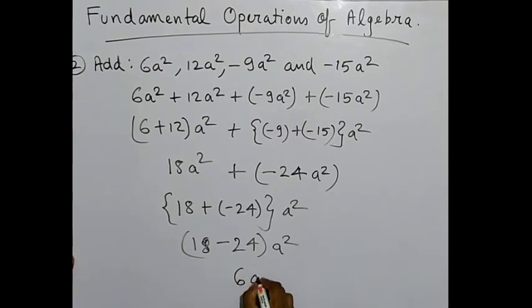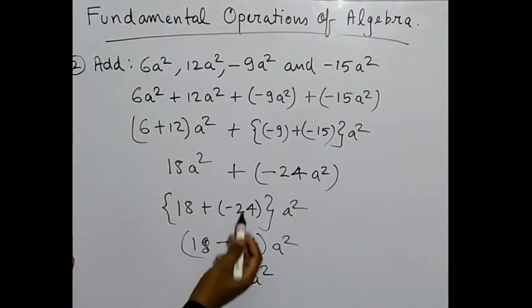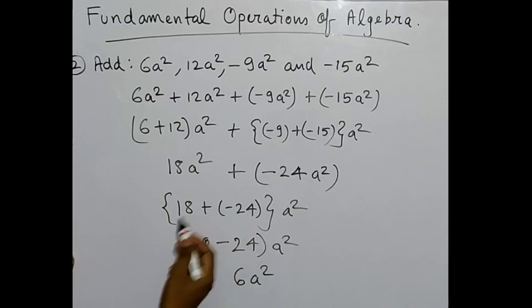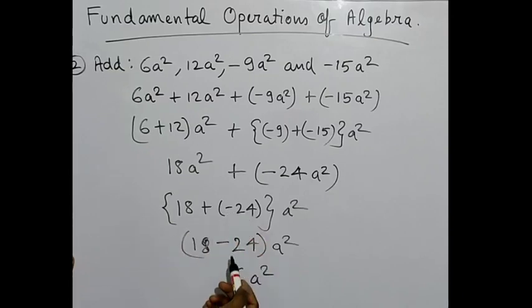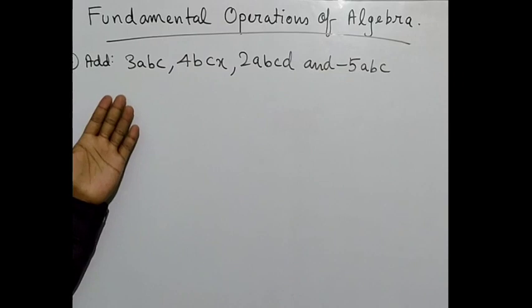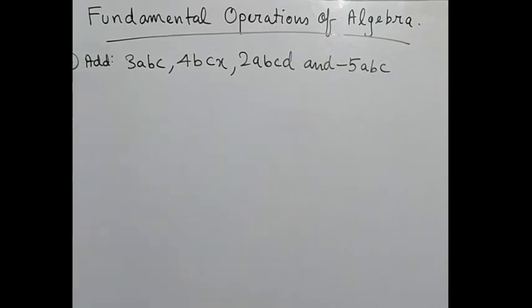So 6a square. Now look at the absolute value of both the numbers, which one is greater? 24 will be greater, so we'll take the negative sign. So it is negative 6a square. So next, here we have another example.